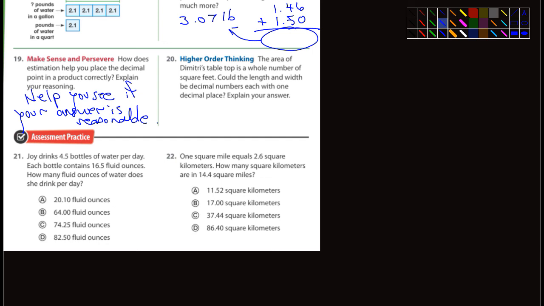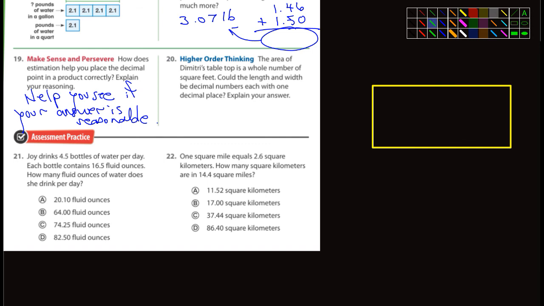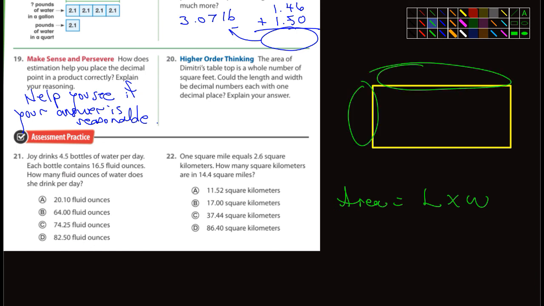All right. Dimitri's tabletop is a whole number of square feet. So here's a tabletop. And area, if you guys remember, equals length times width. So if we multiplied that side by that side, and they had decimals, is there ever an area that would be a whole number? And the answer is yes.